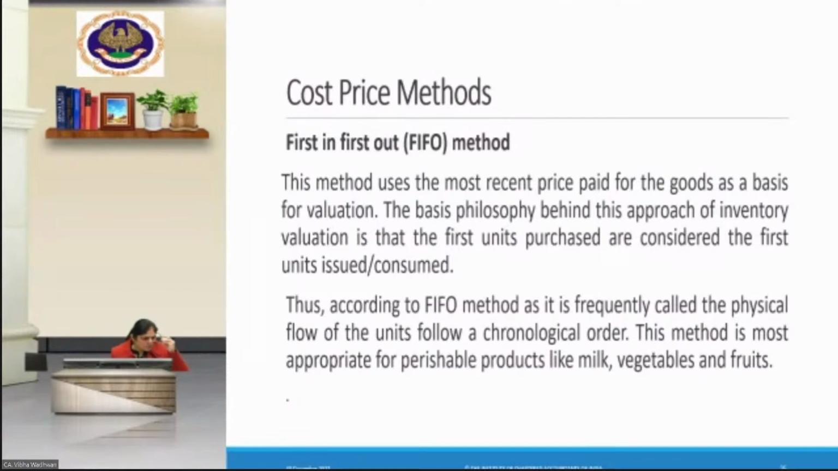Let me just see if you have any doubt regarding it. All right. So we have this. Okay, there are different methods, not only FIFO. There are other methods also in cost price methods, and then there are average methods also. All right. So let us move.